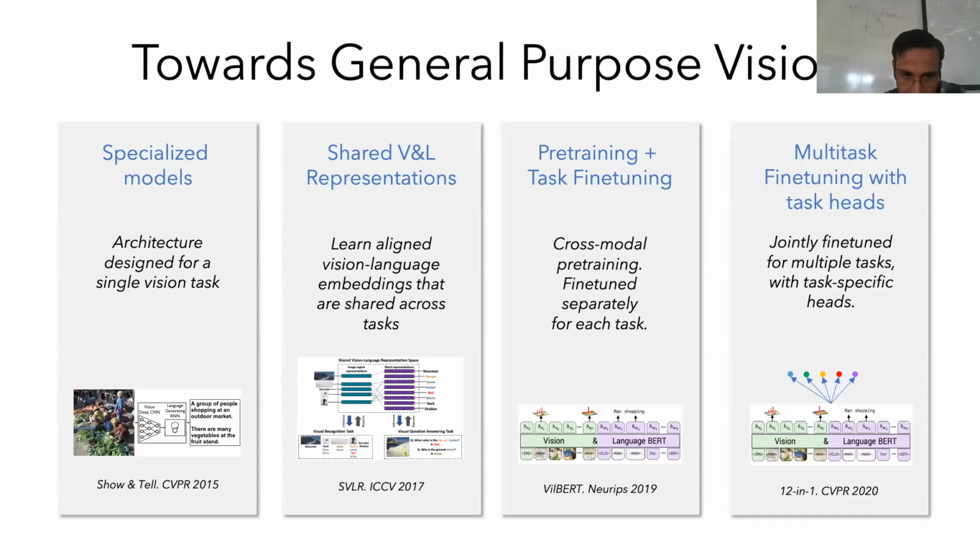So a natural follow-up to that was multitask fine-tuning. So why not just fine-tune jointly on different tasks? And these tasks were things like image text matching or VQA. But the early attempts required you to have task-specific heads.